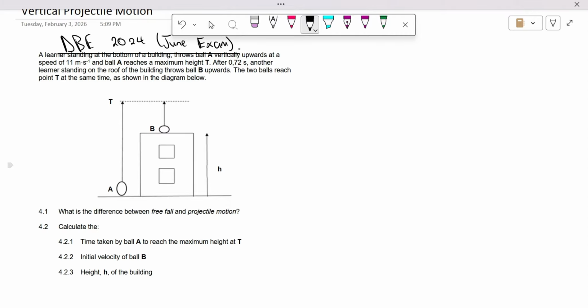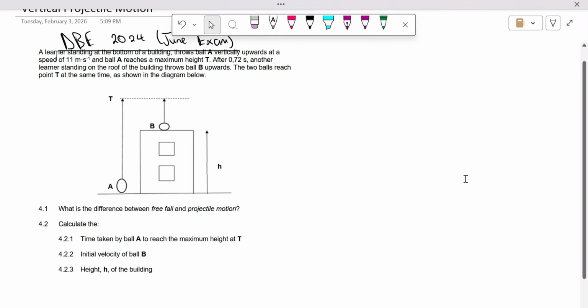Okay. Right. So they say to us that a learner is standing at the bottom of a building. So there's a learner here standing at the bottom of a building, and that learner basically throws the ball vertically upwards, right, at a certain speed of 11 meters per second, and ball A reaches a maximum height of T. After 0.72 seconds, another learner standing on the roof throws ball B upwards. The two balls reach point T at the same time.